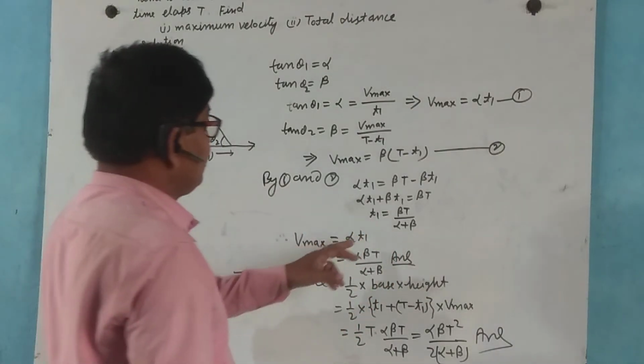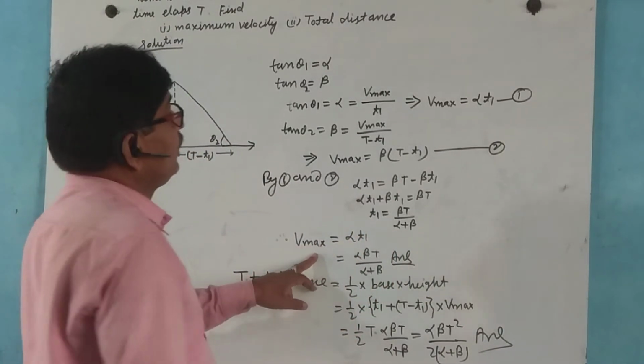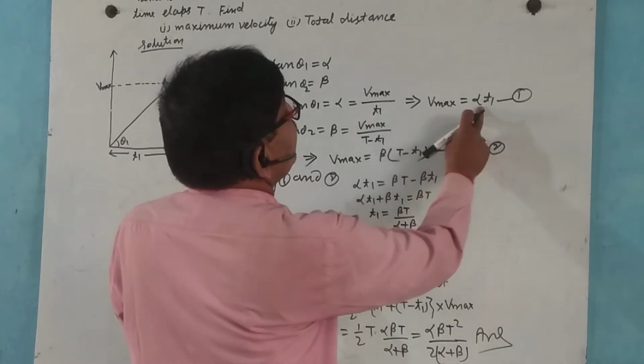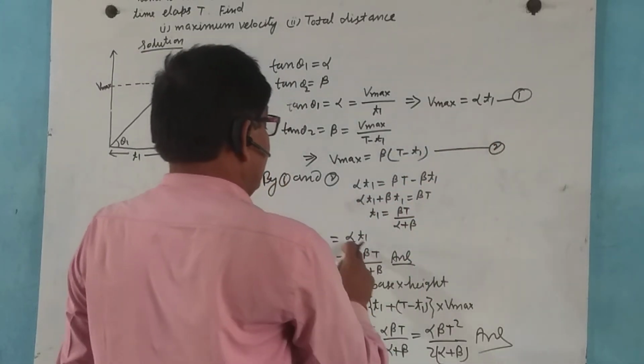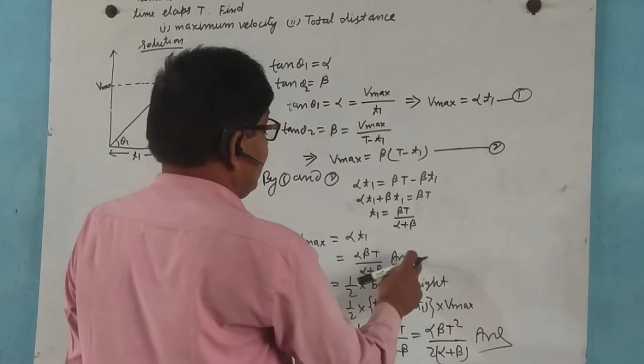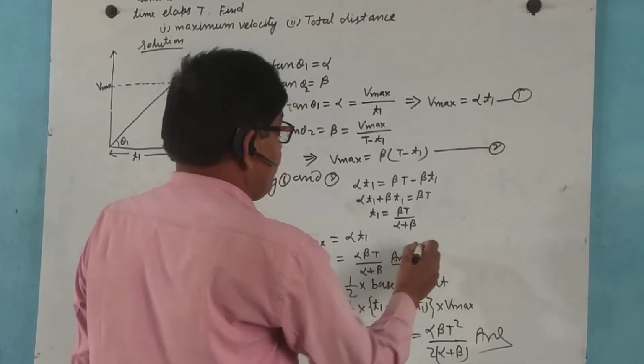This is the time. Now V max, the maximum velocity, equal to alpha T1, putting the value of T1 here. This is answer first.